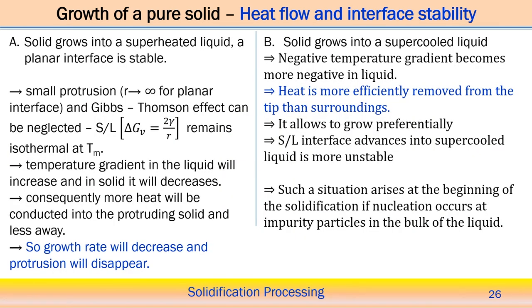Say point A: we are assuming the solid grows into the superheated liquid, that is the first case, and a planar interface is more stable. We have already seen that graphically, but we can explain it: when there is a small protrusion, for the planar interface r always tends to infinity. That means the radius of curvature tends to infinity, and in that case the Gibbs-Thompson effect can be neglected.